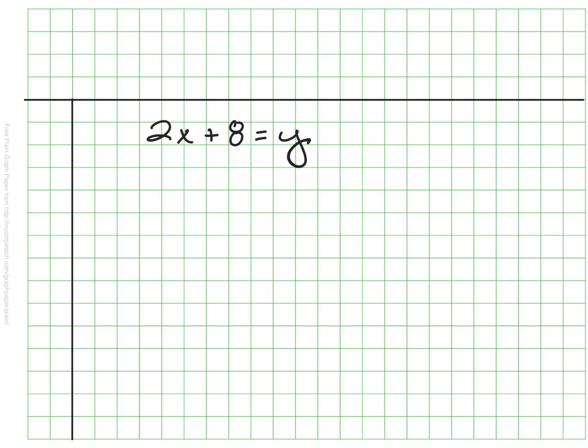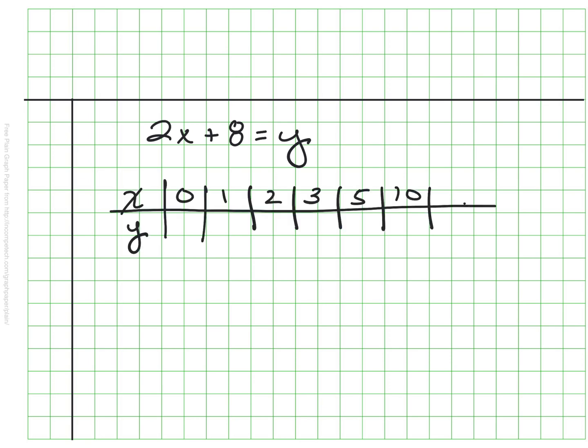For our last one, I'm not going to use a story here, but I want to just point out that sometimes rules have 2 steps. But luckily, we can still make a table. I have a table set up here, and I just want to evaluate some values. So if x is 0, 1, 2, 3, 5, or 10, I want to figure out what y would be.